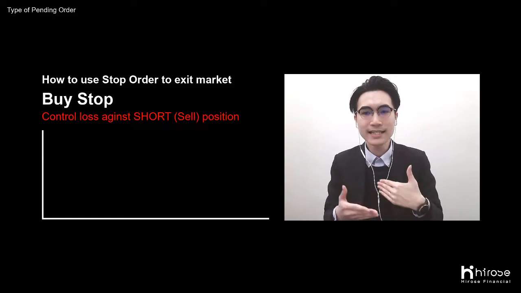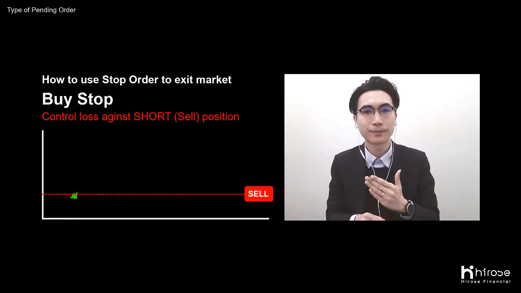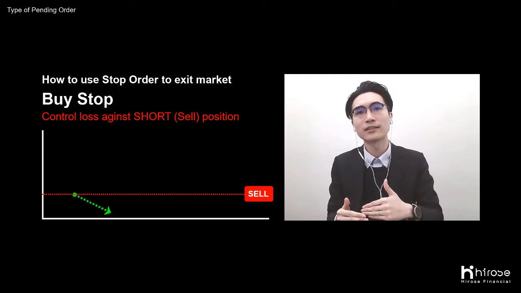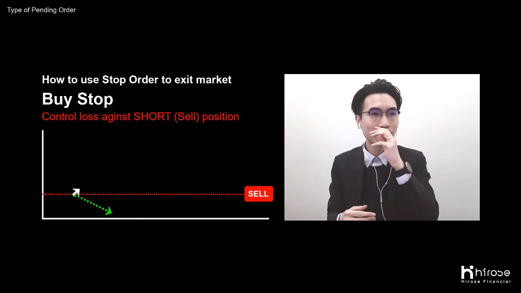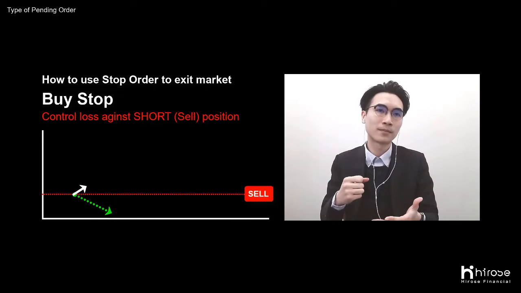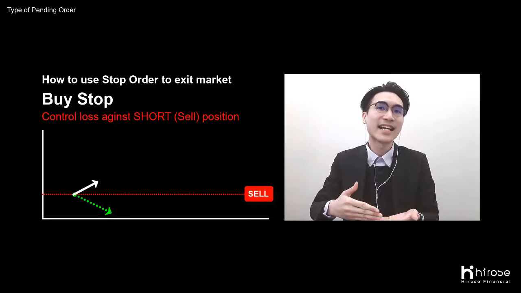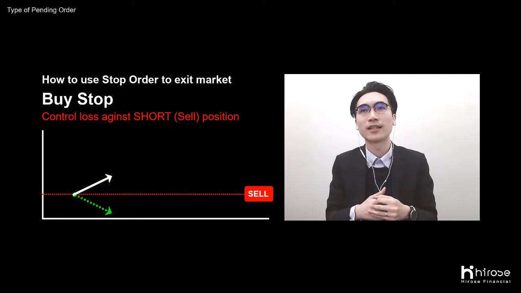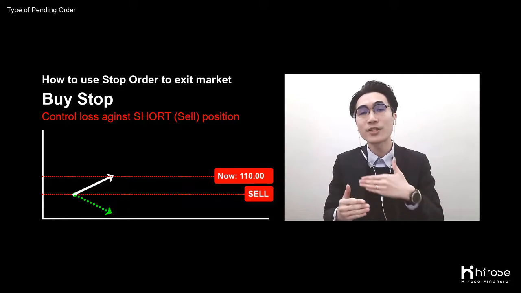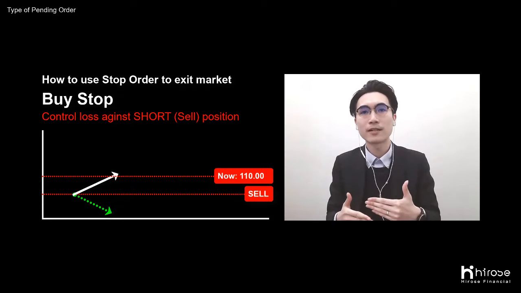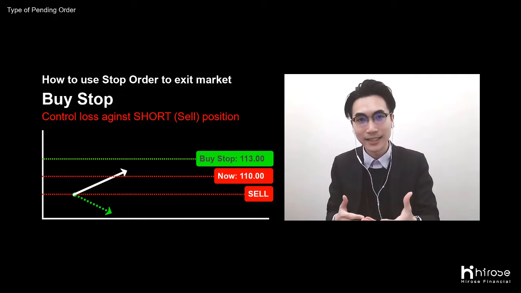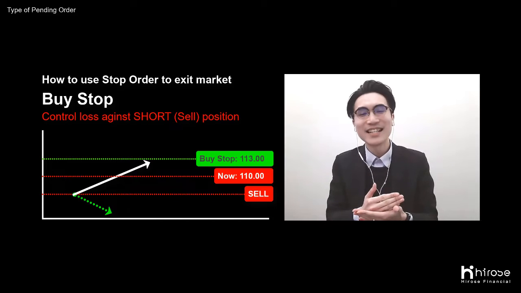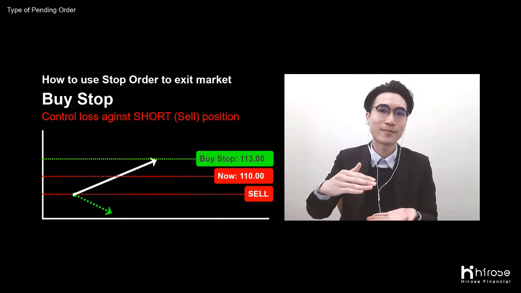So let's say I have a short position on US dollar and Japanese yen. That means I expect the price to go down, but in reality the price goes up. At this moment I need to stop the loss, so I will need to place a buy stop order. Let's say the price is now at 110 again, and then it goes up. I want to stop the loss when the price gets to 113. Then I will set this 113 as my buy stop price, which is higher than the current price, the 110.